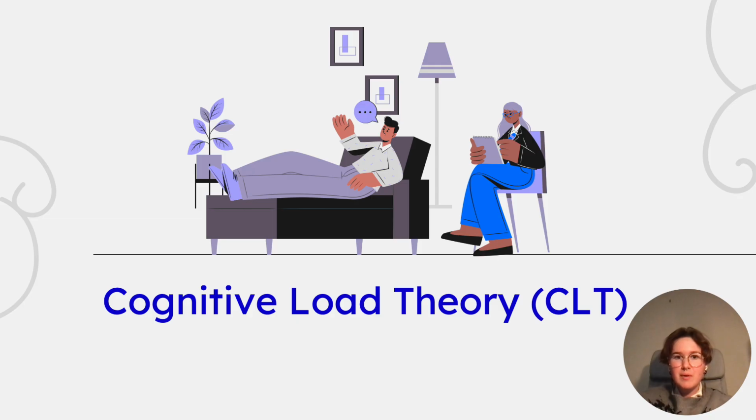CLT argues that working memory can only process 5 to 9 pieces of information at once, and that without rehearsal, this information decays rapidly. It builds on schema theory, suggesting that long-term memory stores information into structured cognitive schemas. Learning, therefore, involves the creation and automation of these schemas. When exposed to large amounts of new or complex information, our brains experience excessive cognitive load.